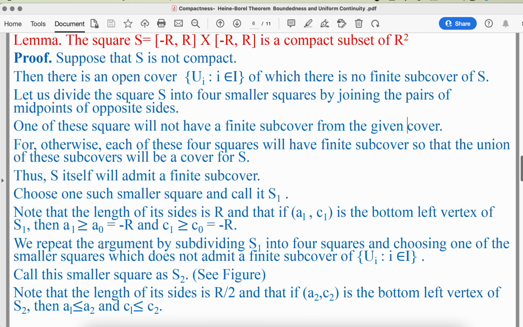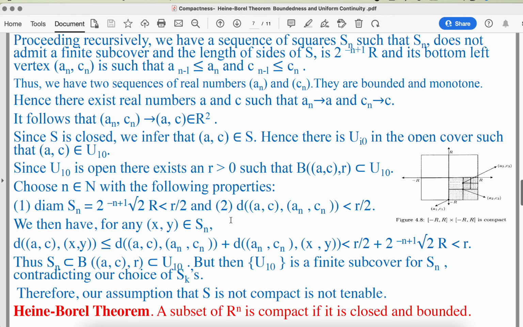We repeat the argument of subdividing S1 into 4 squares and choosing one of the smaller squares which does not admit a finite subcover of Ui, where i belongs to some indexing set. We call this smaller square S2. We know that the length of its side is R upon 2. And if A2 C2 is the bottom left vertex of S2, then A1 is less than or equal to A2 and C1 is less than or equal to C2. So this is the figure.